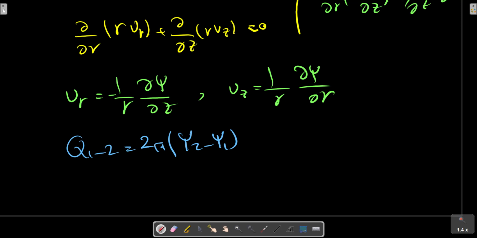The sign convention on the flow is the same as in the previous picture: if psi upper is greater than psi lower, the flow is to the right hand side, and also vice versa.